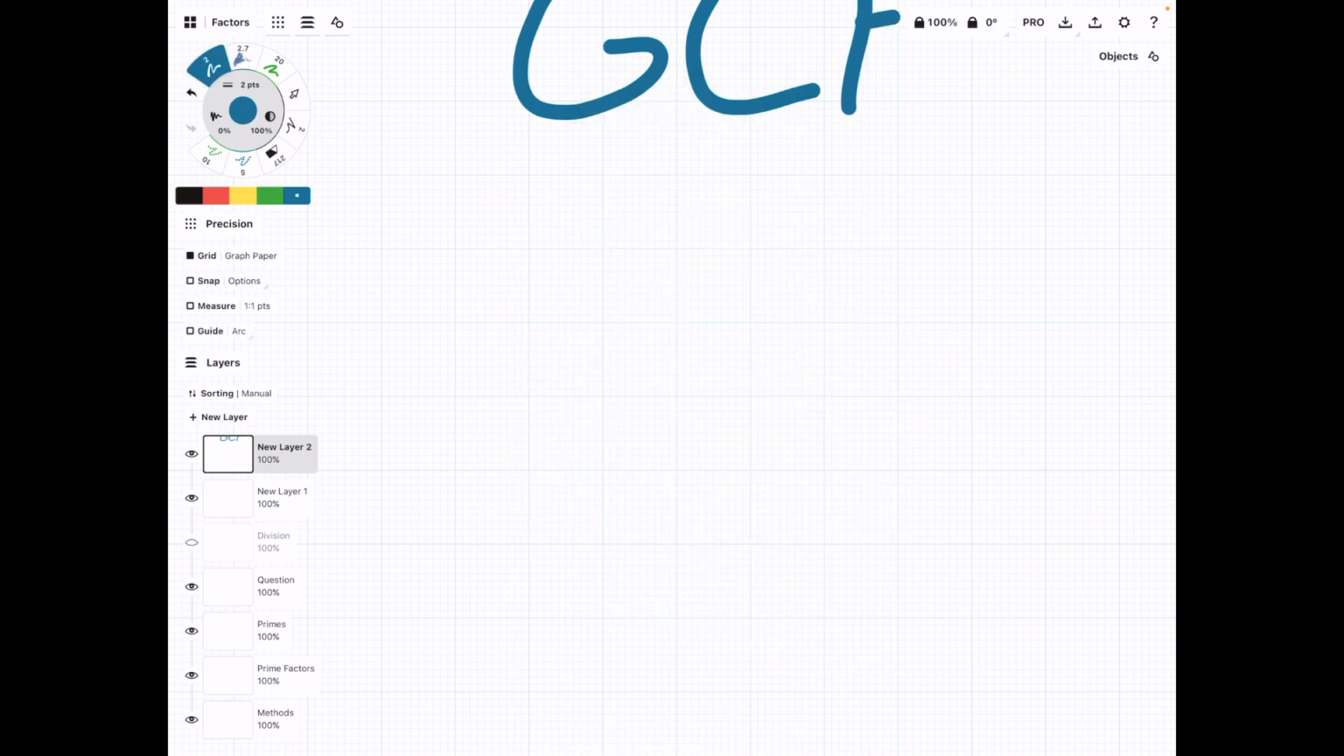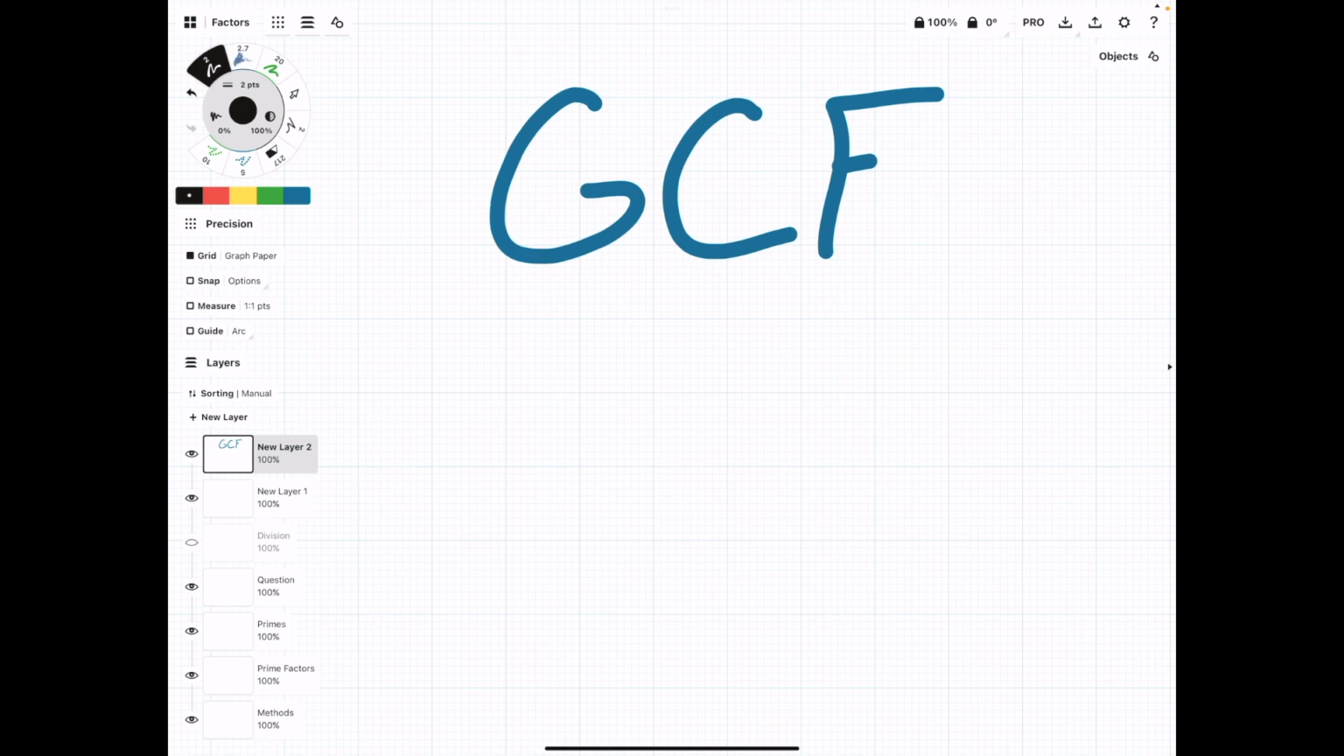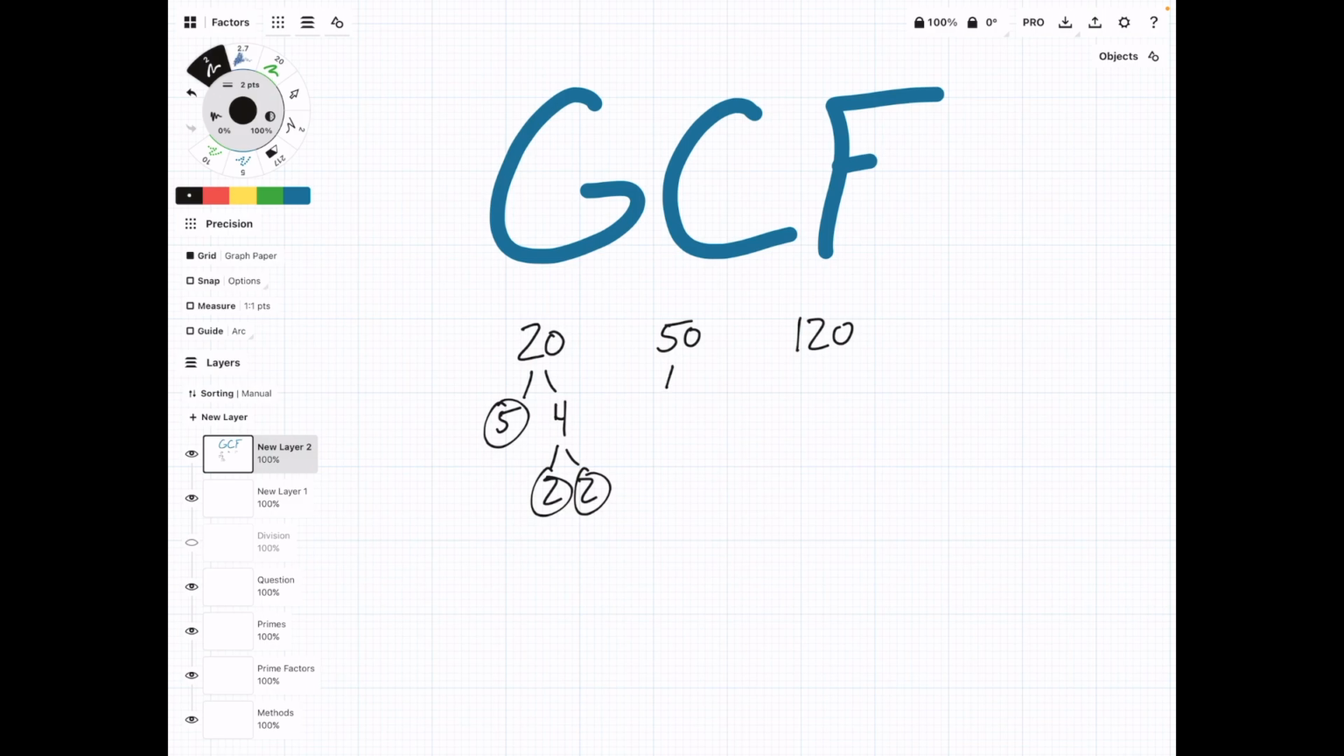Alright, let's do a slightly more involved example. Let's say we have three numbers, 20, 50, and 120. So we want to find the greatest common factor here. We're going to factor this one into 5 and 4, and then 2 and 2. So all of these numbers are prime. And we'll split this one into 5 and 10, and then 5 and 2.